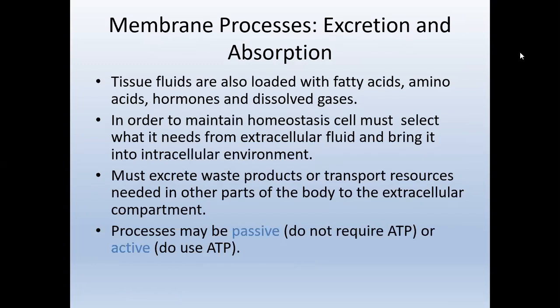So moving stuff in and out, we have things like proteins, which are amino acids, hormones, gases, oxygen, carbon dioxide. All of this has to move back and forth through the cell. And so this next part, we have our passive movement, which does not require energy, and active movement, which does. And the energy that we're using is ATP.